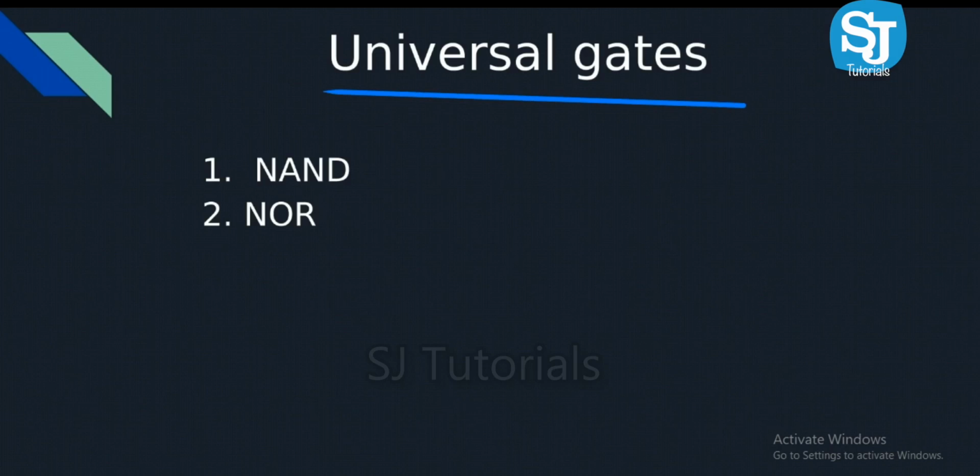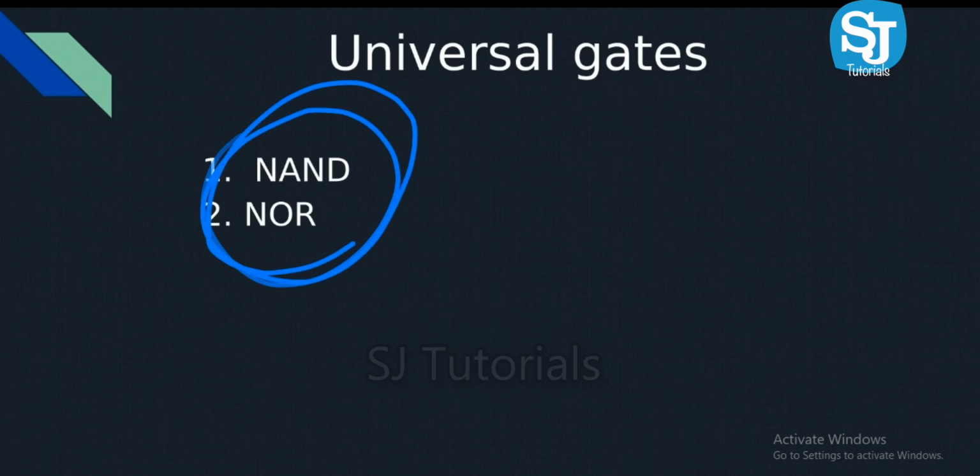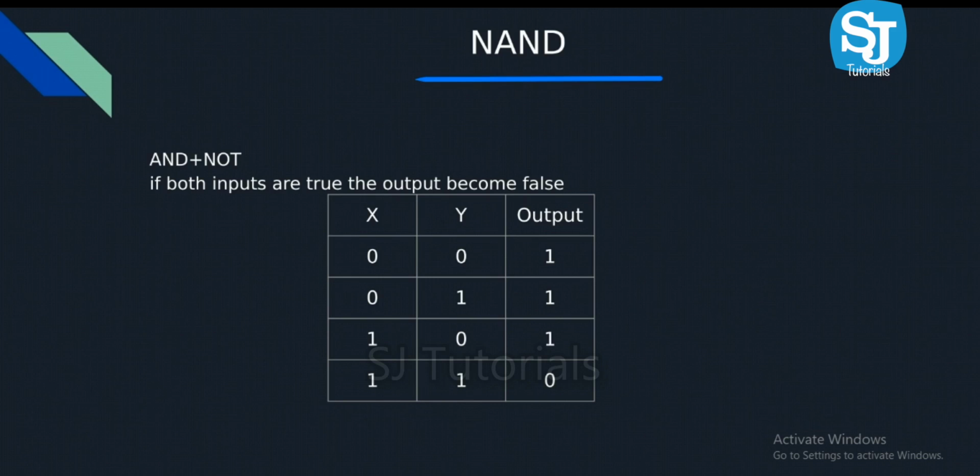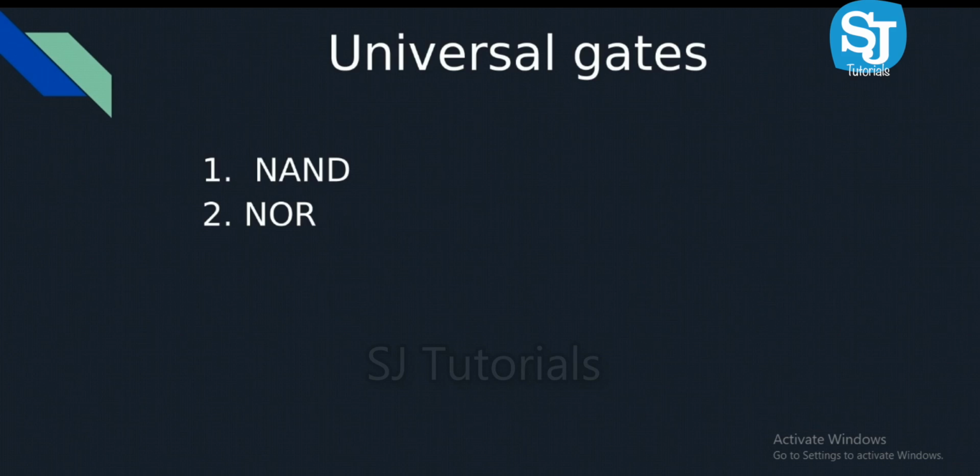The next topic is universal gates. What is a universal gate? There are mainly two types of universal gates: first one NAND gate and second one NOR gate. NAND and NOR gates are universal gates. So first of all, we discuss the NAND gate.